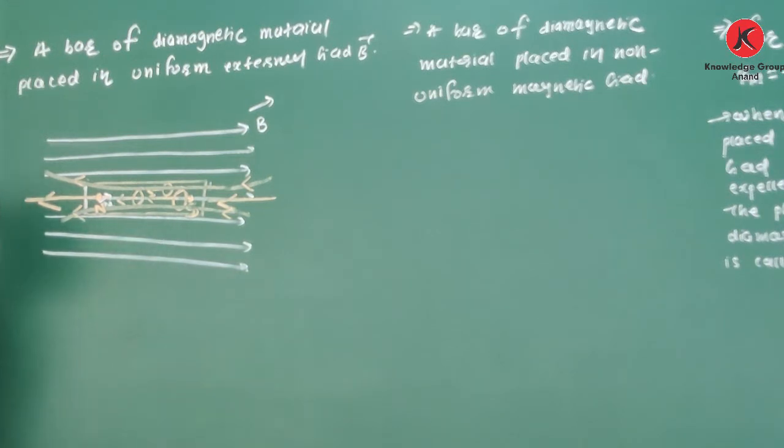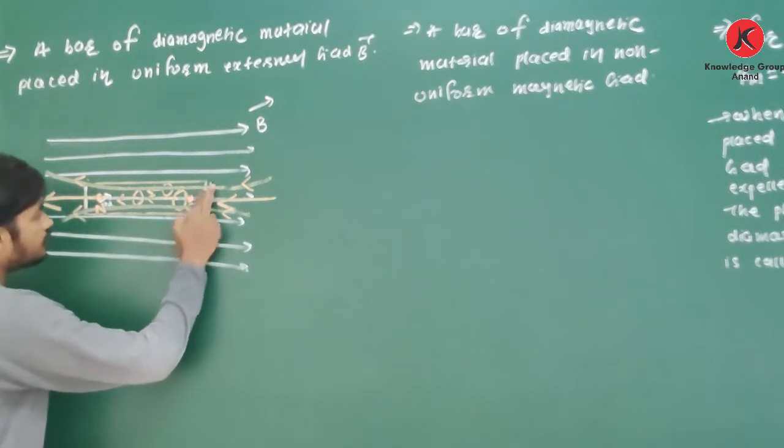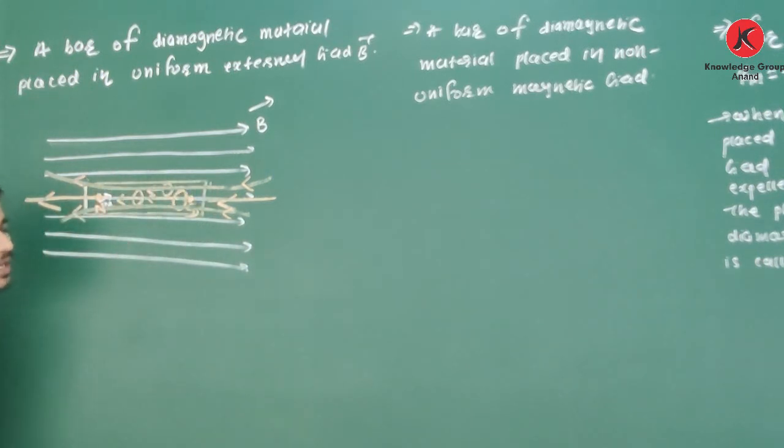Clear about this? Now see, in this region the external magnetic field is in this direction. This diamagnetic material is magnetized in the opposite direction, so its magnetic field lines are in the opposite direction. So obviously, when a bar of diamagnetic material is placed in a uniform external field, in this region these two magnetic fields are in opposite directions. So in this region, the magnetic field reduces.